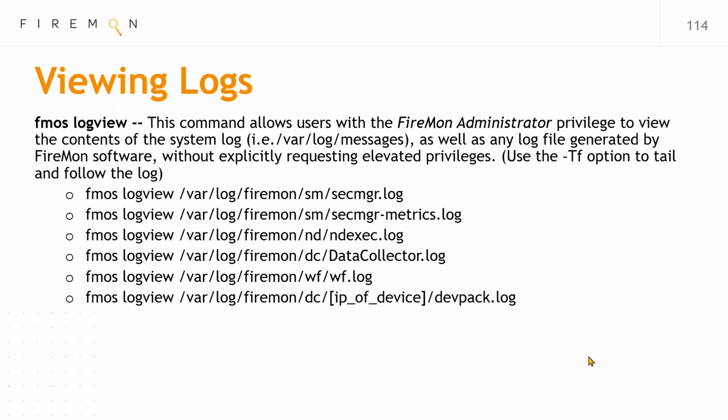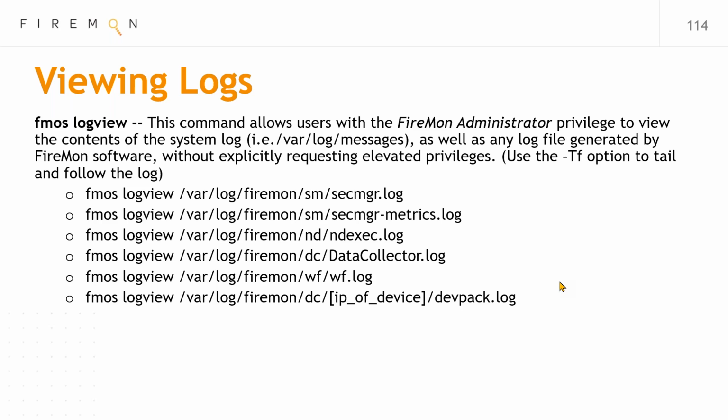And finally, you have this last one down at the bottom here, which is the devpack.log. So that one's going to allow you to examine those retrieval related information specific to one device IP address that you'll specify. So you'll actually go inside the var log FireMon DC directory, and then you'll find other directories in there that are going to be listed by IP address, and they will be the IP addresses of the devices that you're managing through your FireMon ecosystem.